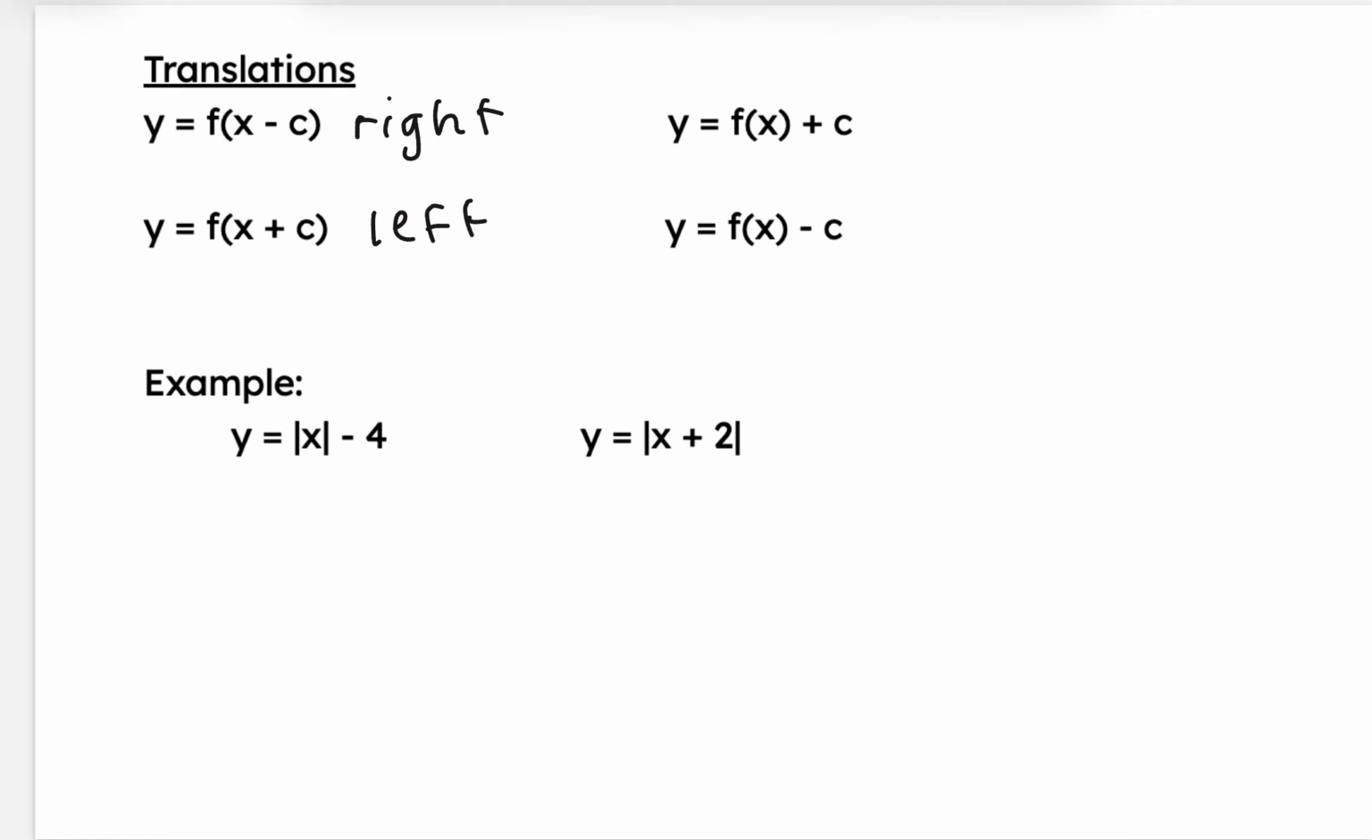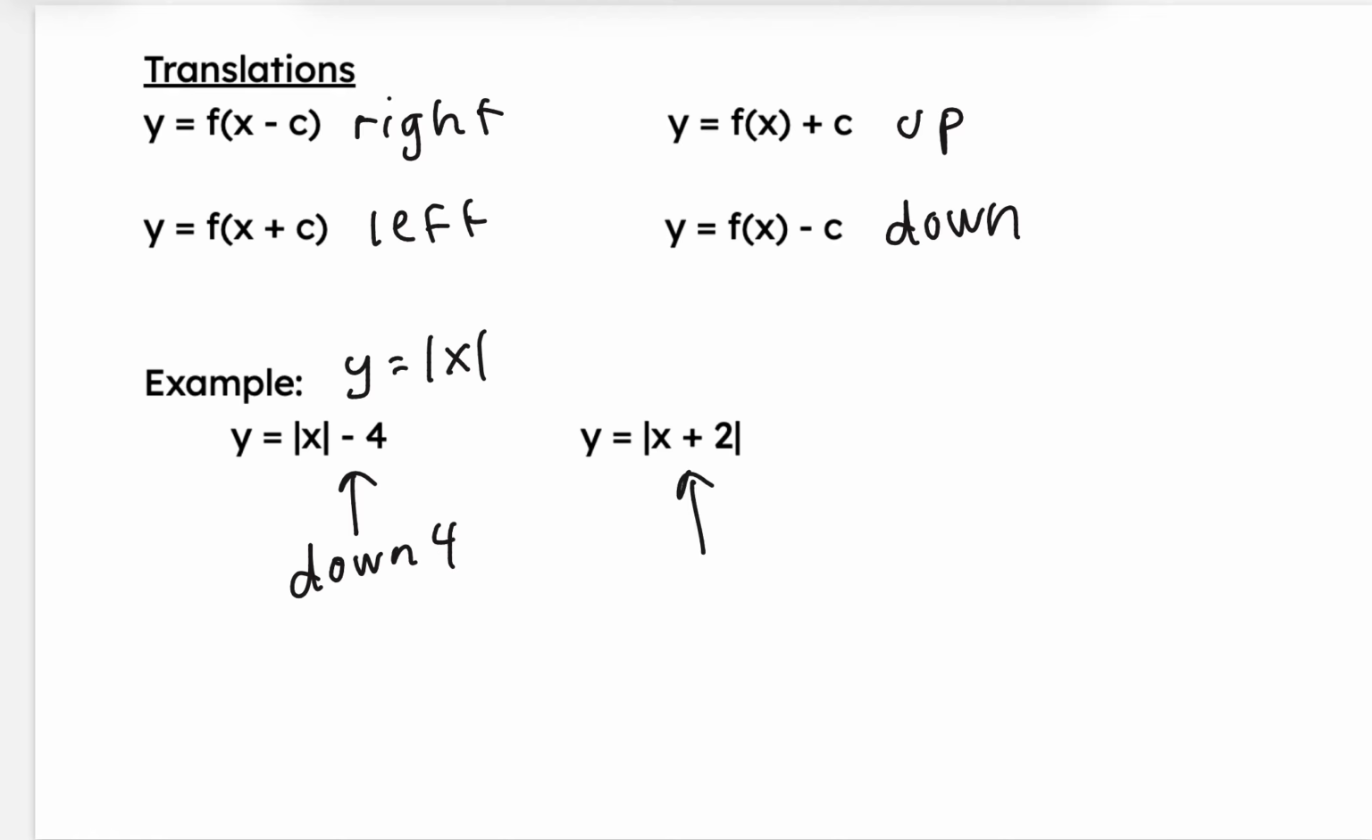Now, if the value, the constant, is outside the parentheses, or the absolute value, or the square root, or whatever function we're looking at, then that's going to shift it vertically up or down. Plus c would shift it up, and minus c would shift it down. So if we look at our two examples down here, assuming our parent function is the absolute value function, y equals absolute value of x, this equation right here would be a shift down 4, and this would be a shift to the left 2.